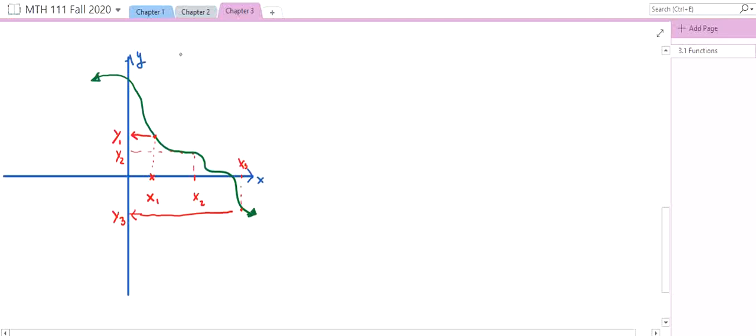We say that this plot demonstrates y as a function of x.